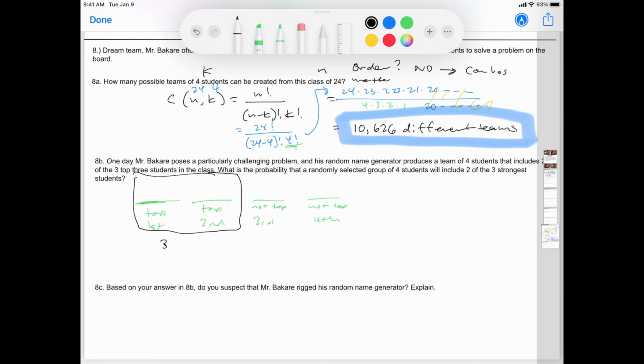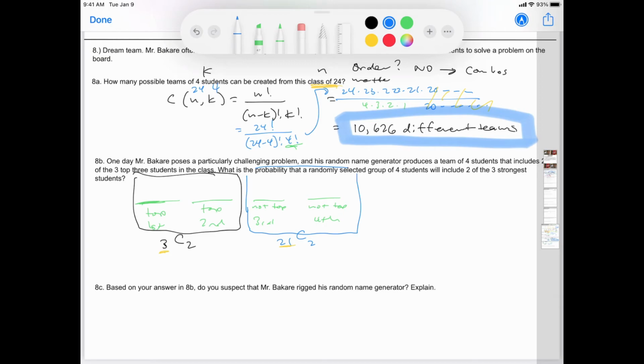And I'm choosing how many of them? 2. So 3 choose 2. Okay, basically now, who is not the top 3? Well, that's the bottom 21, right? Because 3 plus 21 gives me the 24 students in the class, right? So that means of the 21 students, I need to choose how many to go in there. Well, there's 2 spots, so that would be 21 choose 2.